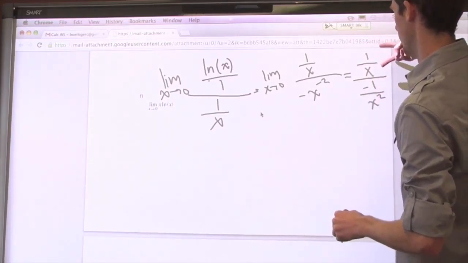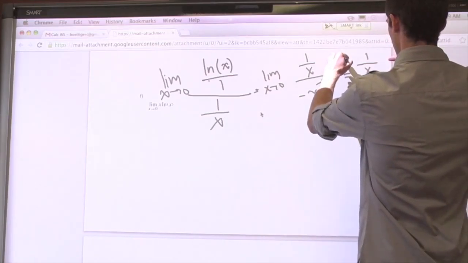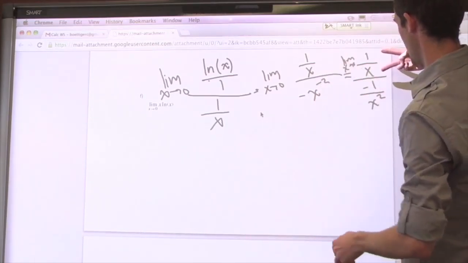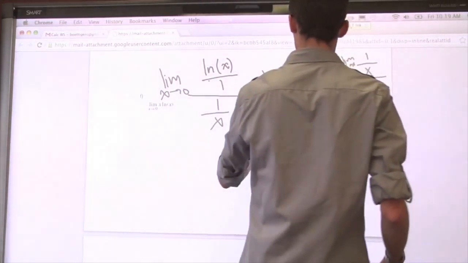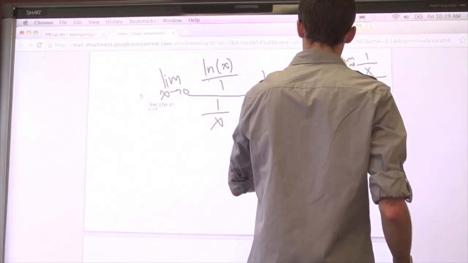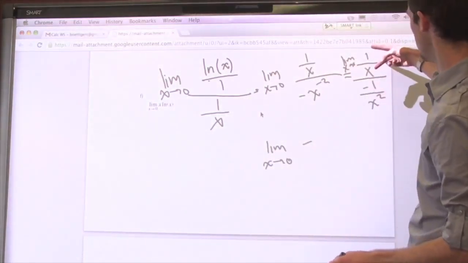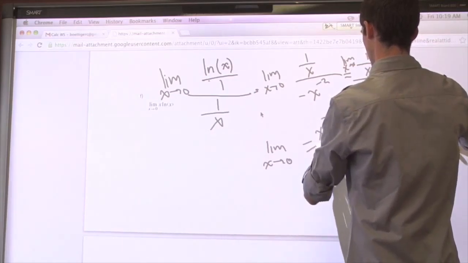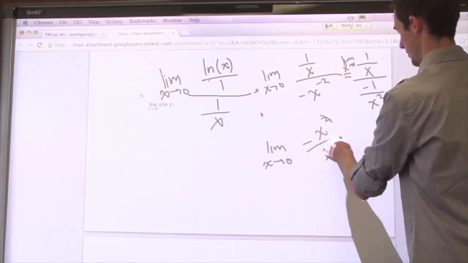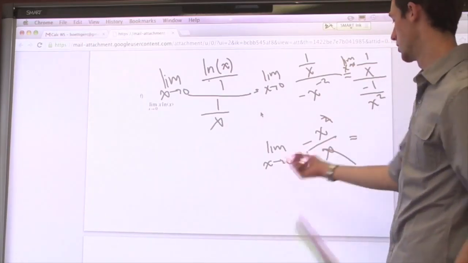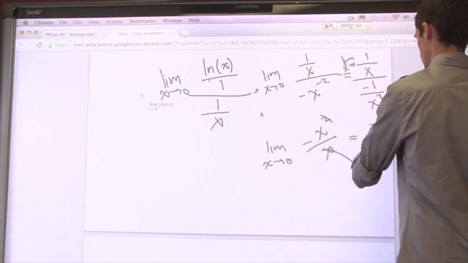You see that you can go ahead and flip that up again. Keep your limit. So when we go ahead and flip that, my negative stays. So the limit is x goes to 0. The negative stays. I'm going to get an x squared on top and x on the bottom. The x squared on top will cancel with the x on the bottom. So it's negative x. Plug 0 in for x, and your answer is just going to be 0.